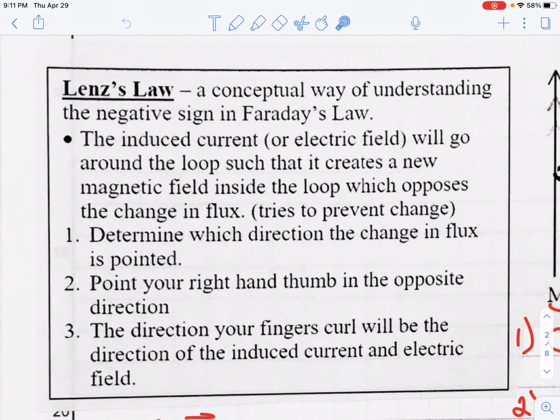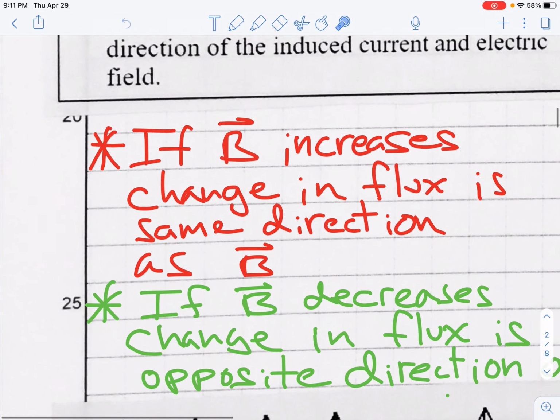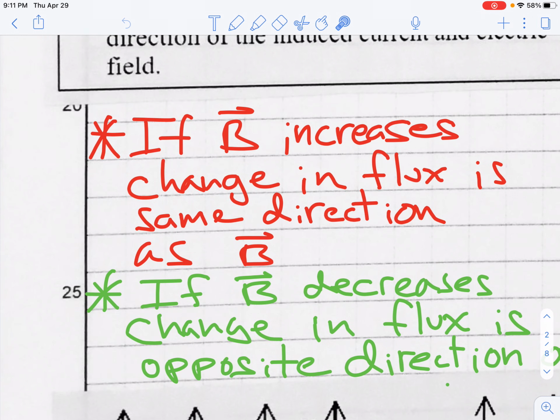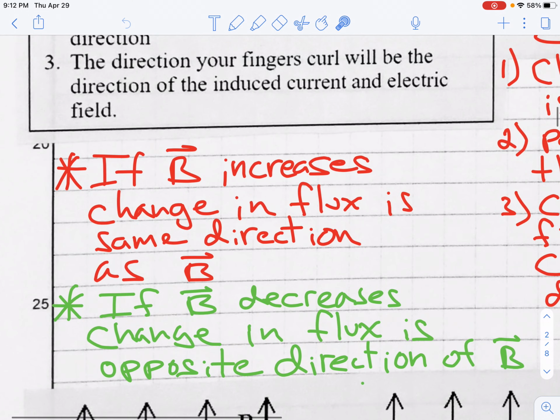To use Lenz's law, you're going to determine which direction the change in flux is pointed. Here's a way to do that. If the magnetic field is increasing, the change in flux is in the same direction as the magnetic field. However, if the magnetic field is decreasing, the change in flux is opposite the direction of the magnetic field, okay? Opposite the direction of B. So increasing, same direction as the magnetic field. If the field decreases, the change in flux points the opposite direction of the field.